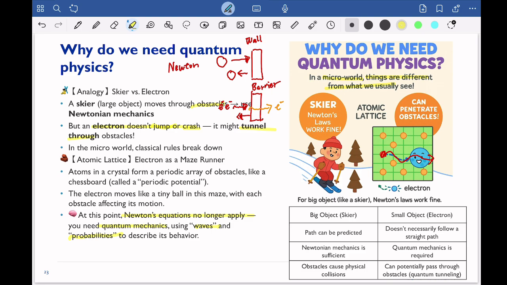So in summary, when we consider very small things like electrons, they don't necessarily follow a straight path, and we need quantum mechanics. Most importantly, we might have quantum tunneling, and this is exactly the thing that conventional Newtonian mechanics cannot help us with. That's why we have to learn quantum physics.